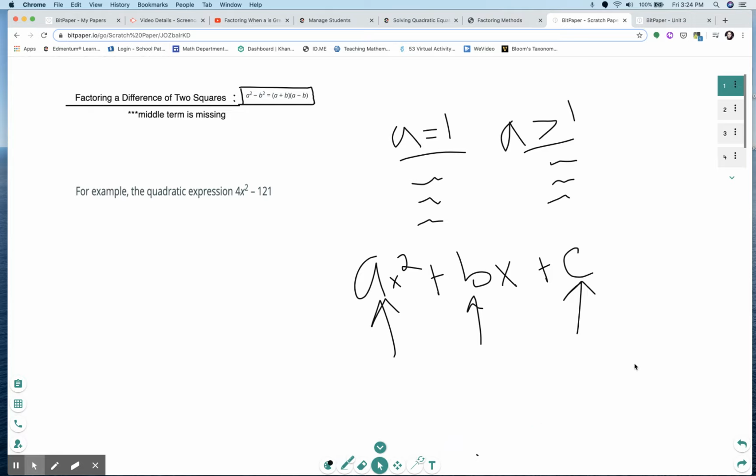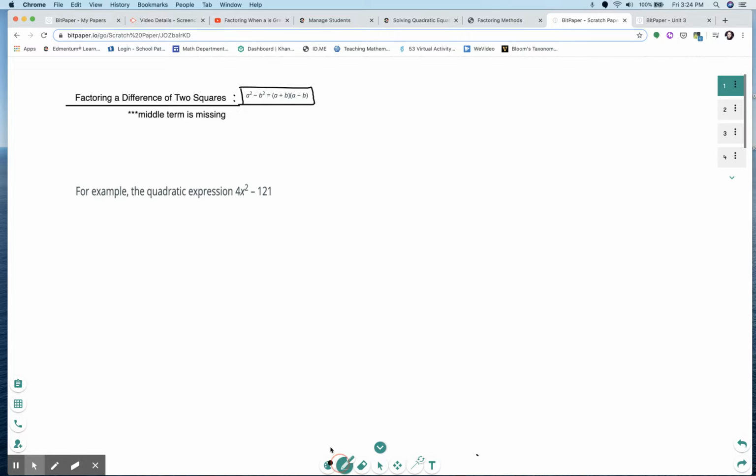What I like about this factoring is that it's really easy to identify, right? If you have something like this example, notice the middle term is completely missing. We have an A, we have a C, but the middle term is missing. So there's only two pieces to this problem, which makes it really easy to identify: okay, this is a difference of two squares, and this is how I'm going to solve it. I even put that in stars right here. Middle term is missing. That's how you're going to identify it.